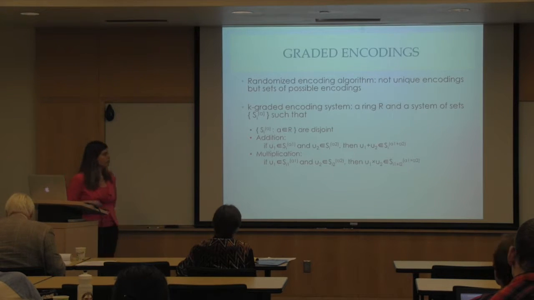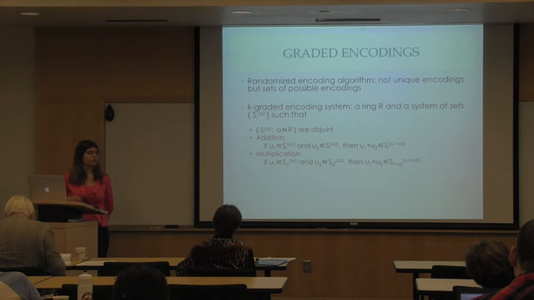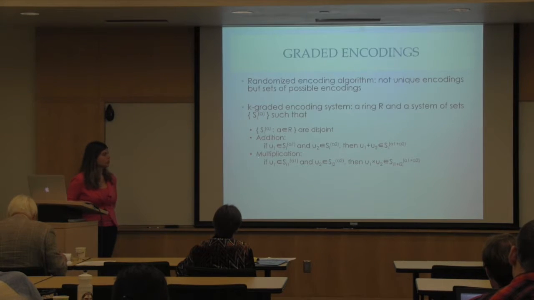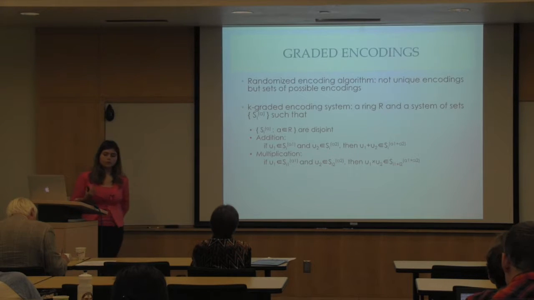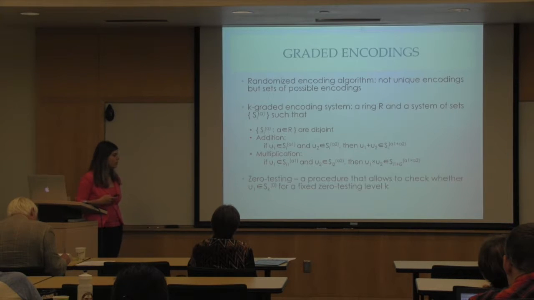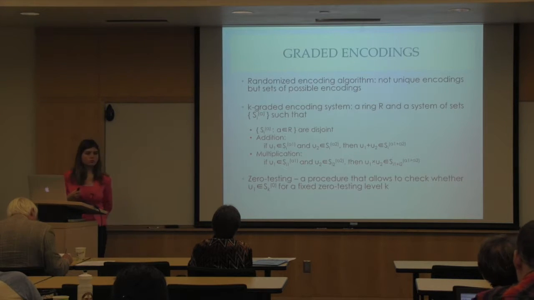Okay, so far I told you how to encode such that we can do addition and multiplication, so we can evaluate polynomials and other values. What we lost is that we now no longer have this unique encoding and we cannot test equality. So what will be substituted for this will be the zero testing.